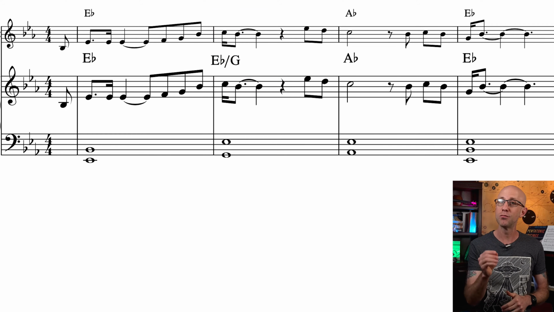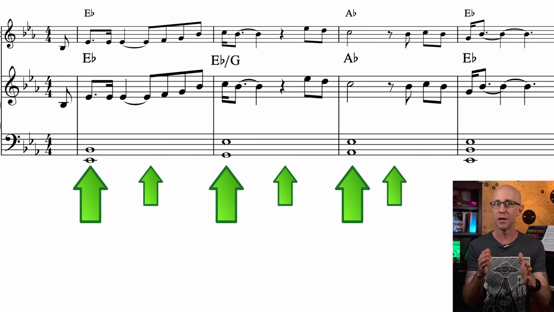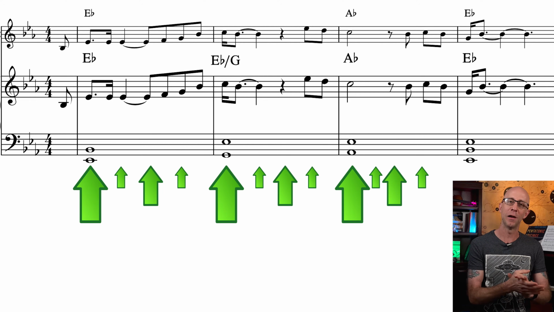But this song is pretty slow. And in slow songs, we have the opportunity to increase the density of the harmonic rhythm. So instead of thinking of a 1 chord per measure harmonic rhythm, we can start considering a 2 or even a 4 chord per measure harmonic rhythm.